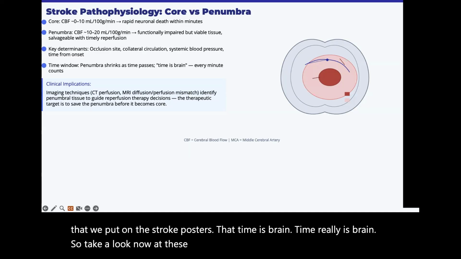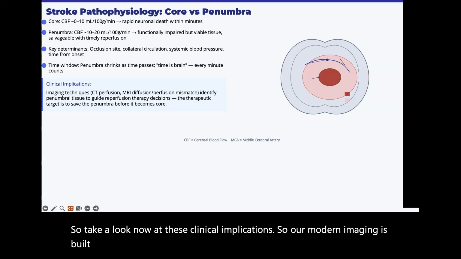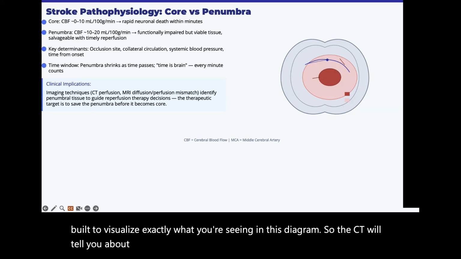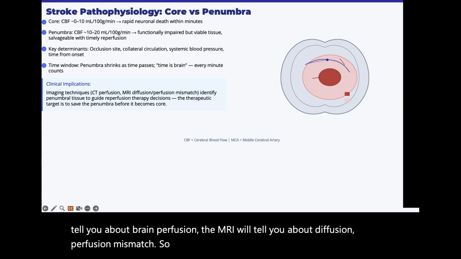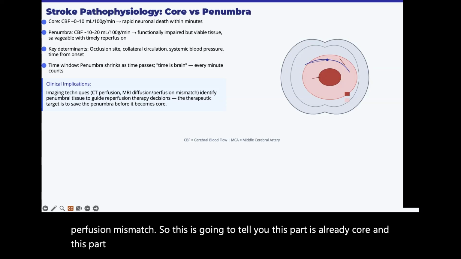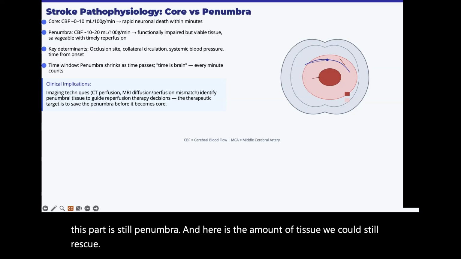Our modern imaging is built to visualize exactly what you're seeing in this diagram. The CT will tell you about brain perfusion. The MRI will tell you about diffusion perfusion mismatch. So this is going to tell you this part is already core and this part is still penumbra. And here is the amount of tissue we could still rescue. That's what the MRI is telling you.